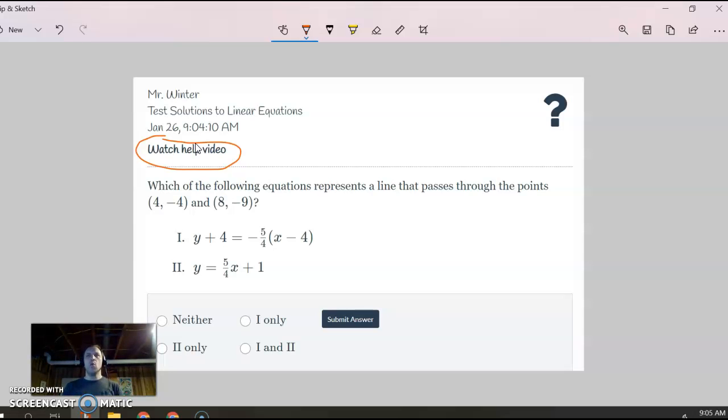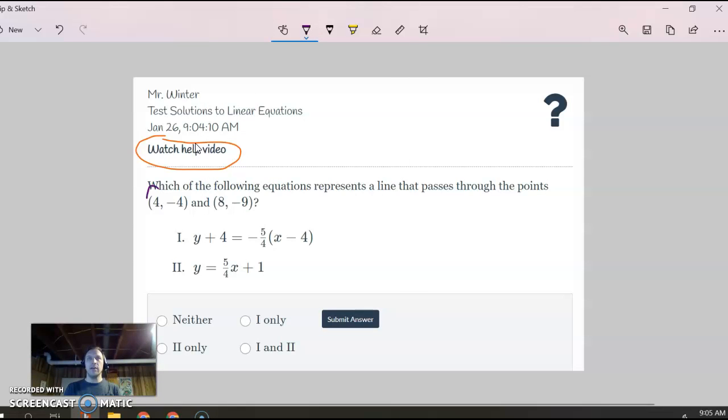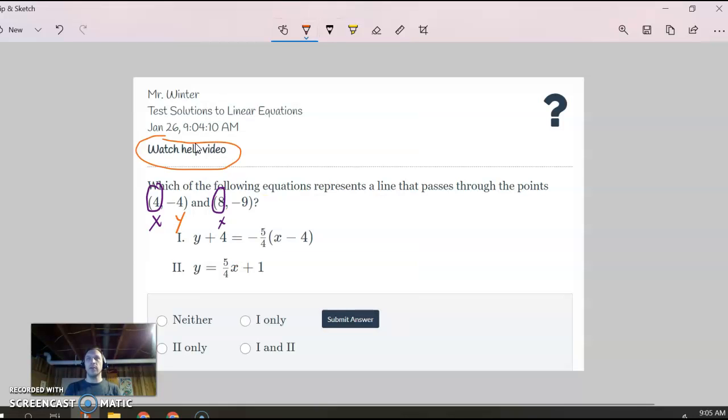Okay? So this question says, which of the following equations represents a line that passes through the points (4, -4) and (8, -9)? Well, we are testing solutions. So how do we test solutions? We take our x and y values, right? This is an x value, this is an x value, and then our y values right here. This is a y value, and this is the y value. And we're going to plug them into both of these equations and see how they work, okay? And then we're going to decide, do both of these points work in 1, 2, both, or neither?